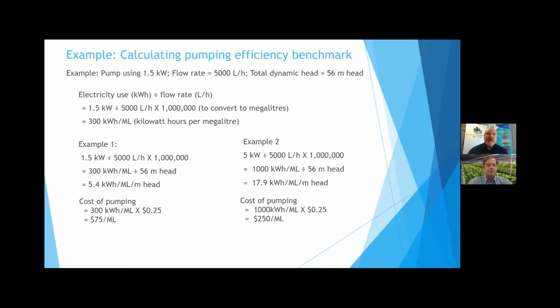If we assume that this is a nursery and that they only use 1 megalitre of water per month, and there's no adjustment for seasons, then that means that there is a $2,100 difference per year by using a 5 kilowatt pump instead of a 1.5 kilowatt pump. And yes, they may be completely different scenarios, and a 5 kilowatt pump may not be appropriate, but this is purely just for example's sake.